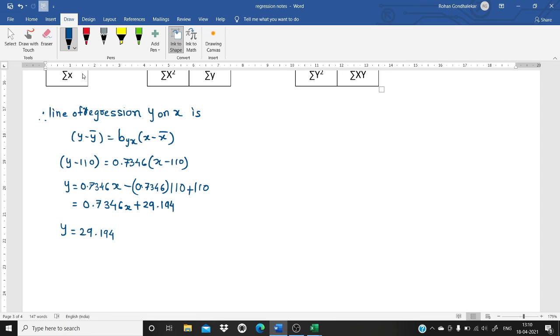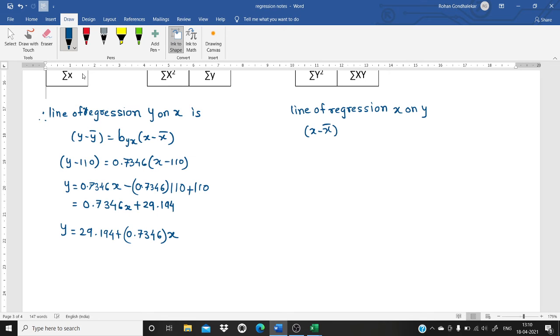Hence my line of regression y on x will be written as y is equal to 29.194 plus 0.7346 into x. So this is my line of regression y on x. Okay. Now line of regression x on y. What is the formula?